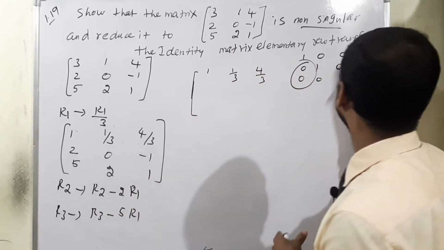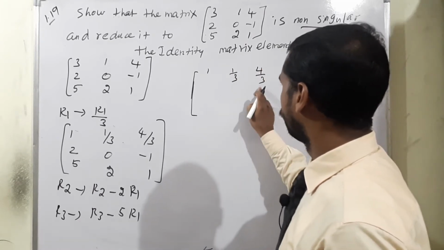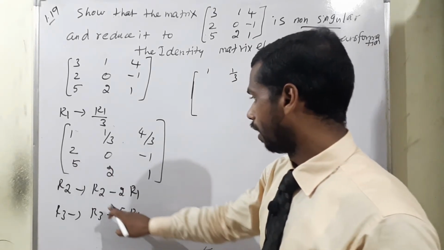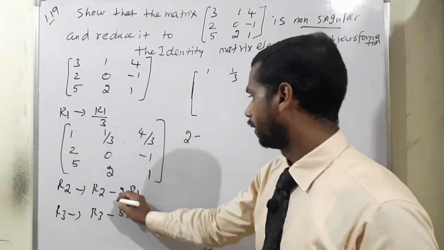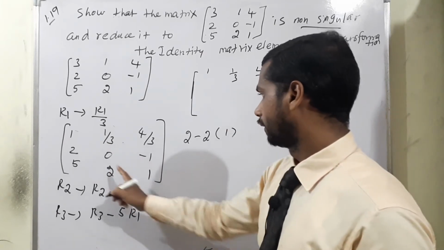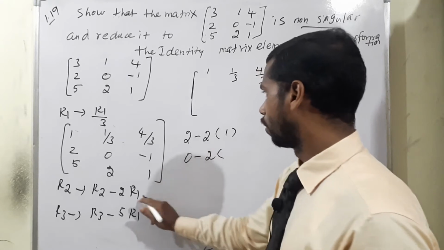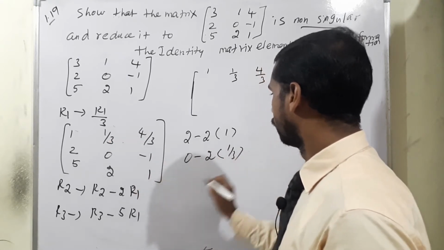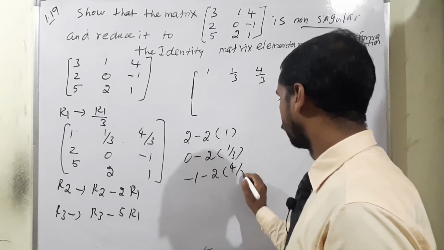So next condition. Next one, 1 by 3, 4 by 3. Next condition, definitely R2 minus 2 into R1. R2 value 1 is there, minus 2 into R1 means value will be 1. Next condition, R2 value 0 is there, 0 minus 2 into R1 means 1 by 3. Next one, minus 1 minus 2 into 4 by 3.